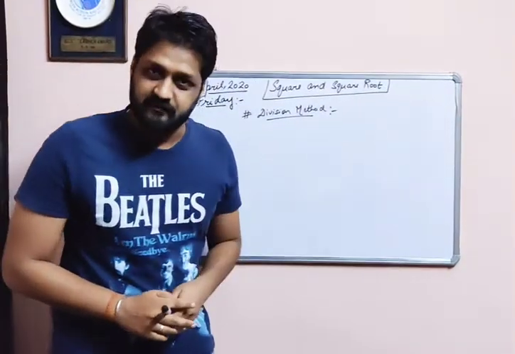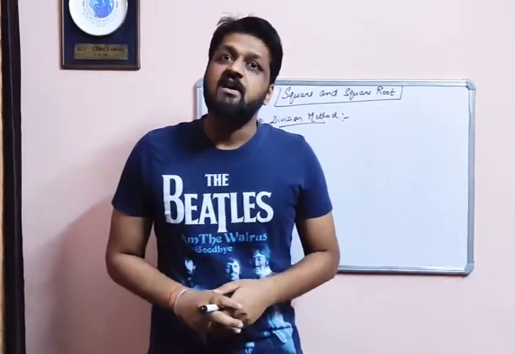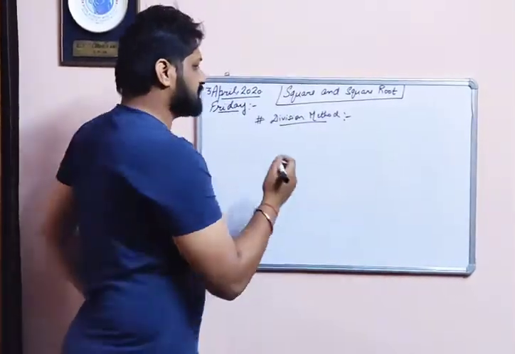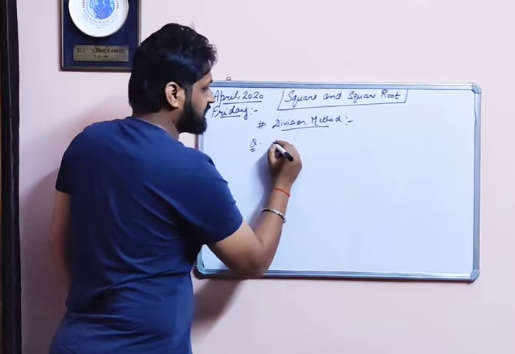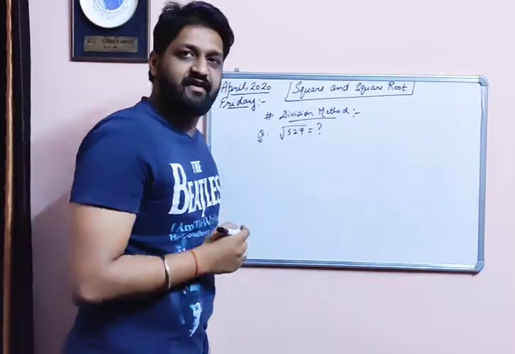Now the next method is the division method. There are various steps in this method, and if we have to find the square root of any number, we can do it by the division method also. So let's assume the number that we have to find the square root of is 529.